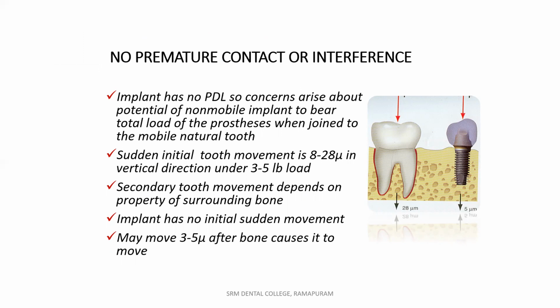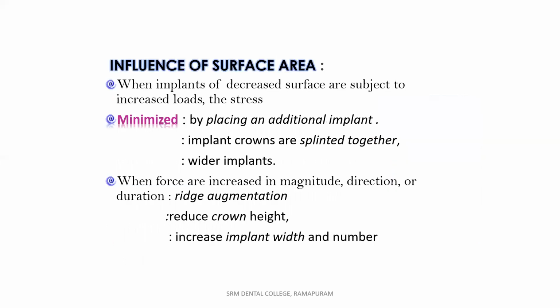So concerns arise about the potential of non-mobile implants to bear the total load of the prosthesis when joined to mobile natural teeth. There will be a sudden initial tooth movement of up to 8 to 28 microns in the vertical direction when 3 to 5 lb of load is applied. Implant doesn't have any such initial sudden movements. There can be movement of up to 3 to 5 microns after bone causes it to move.